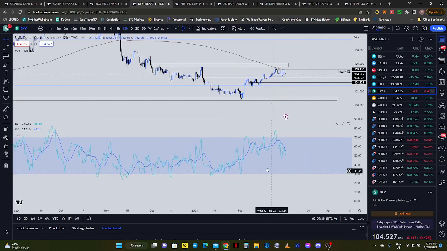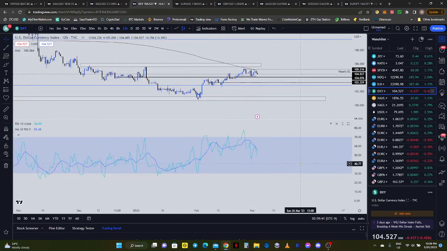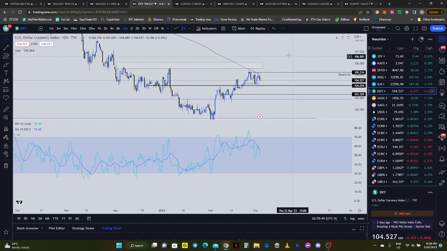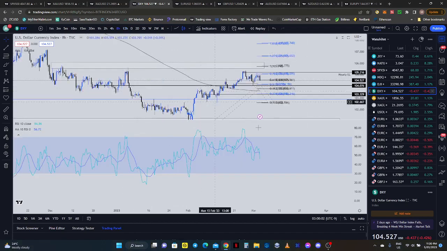12-hour, we've broken the 12-hour RSI trend, but no bearish divergence, just some hidden bearish divergence, but no bearish divergence on the last few peaks. So looking for this to correct some and go up.